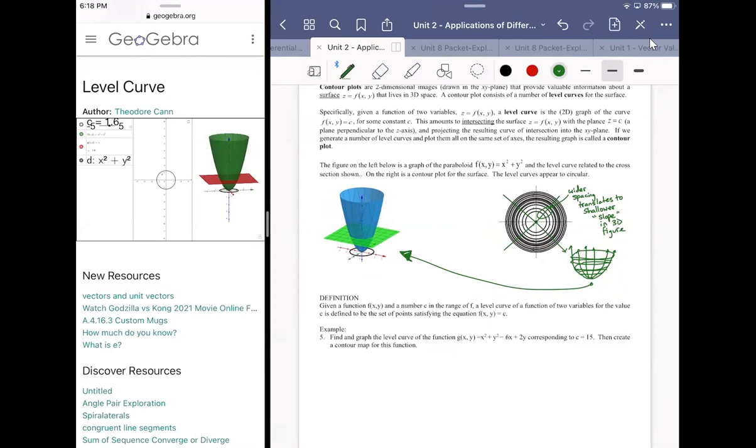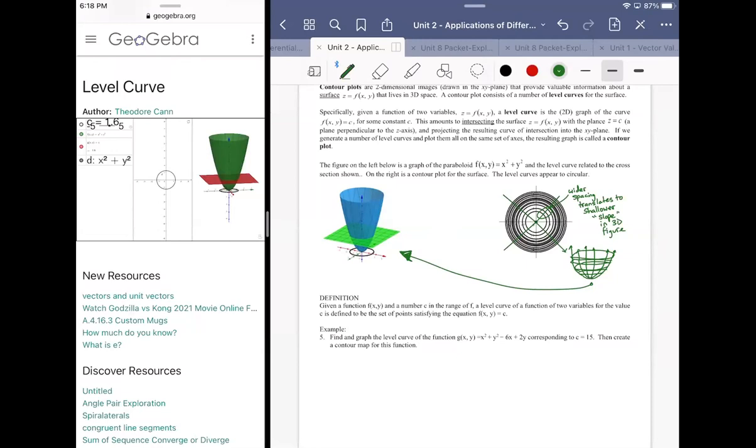But if you look at example 5, it's find and graph the level curve of a function corresponding to c equals 15, then create a contour map for this function. You can see how creating a contour map would be disastrous, but it's really not that difficult. It just takes a little while.